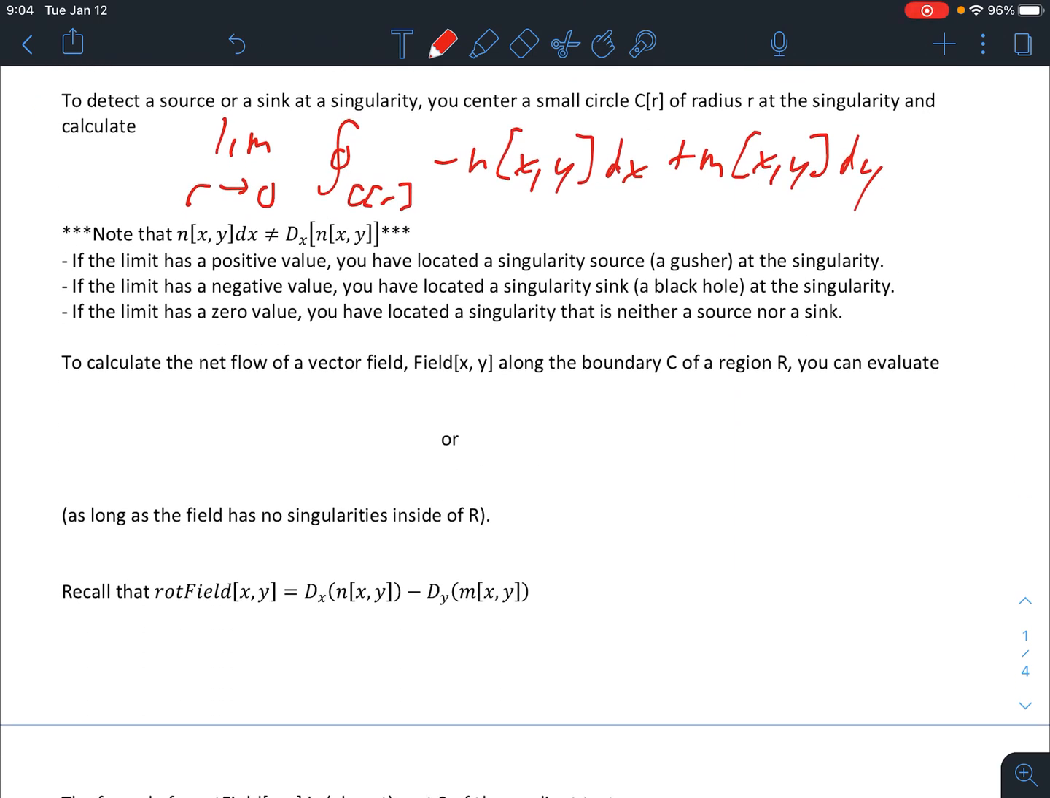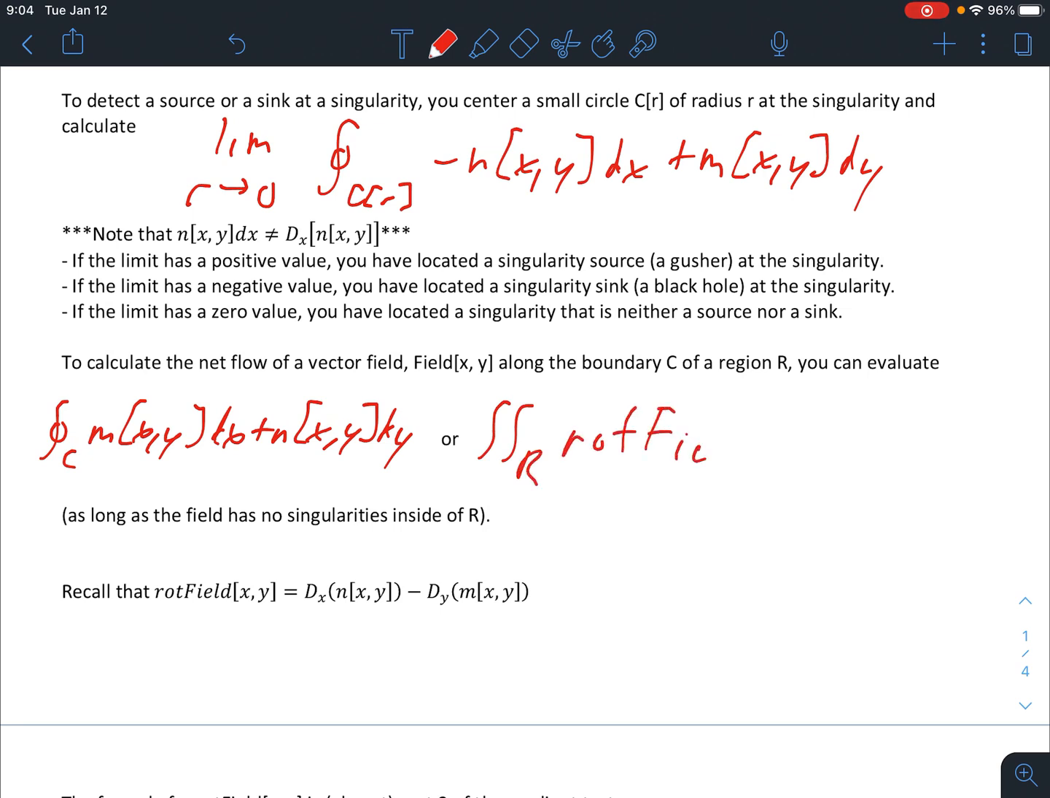All right, next part here, calculate net flow along the boundary C of a region R. Last chapter, we used this integral. But there's another integral that works as long as there's no singularity, and sometimes it can be a whole lot easier. It's a double integral over the region R of the rotation of the field. Again, it's provided there are no singularities.